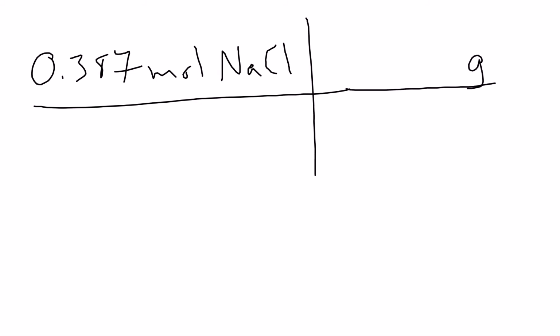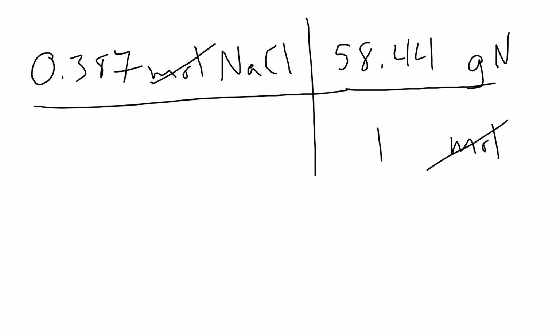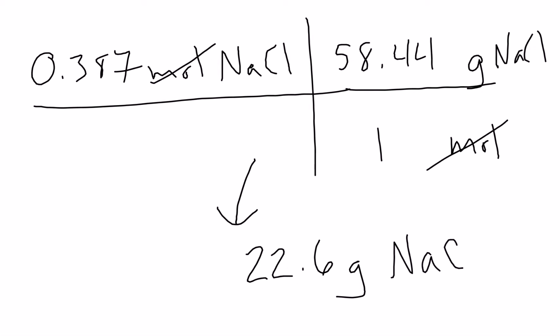So it would be grams, and then mole is down here because I want to get rid of moles, cancel the moles out. Every 1 mole, if you add it up, it comes to around 58.44 grams of sodium chloride. Again, this number, 58.44, came from the periodic table. I had to take sodium, find its weight, and then add it to the weight of chlorine from the periodic table. Once I'm done with that, if I take 0.387 times 58.44, I'll find that the total weight comes to 22.6 grams of sodium chloride.